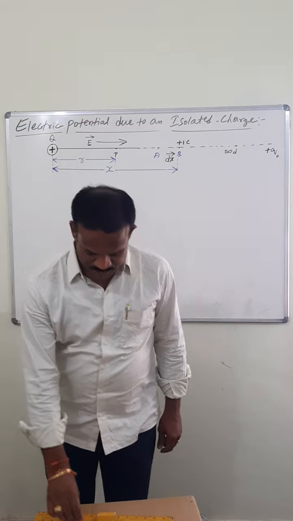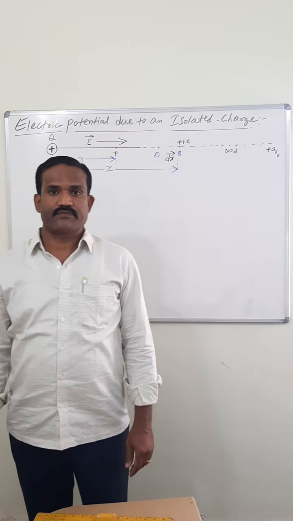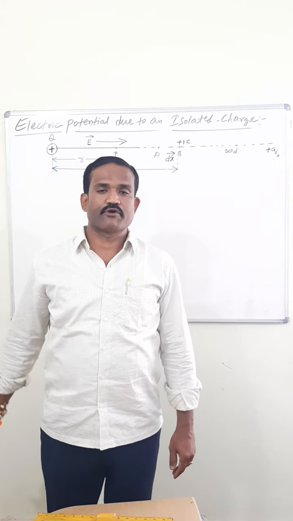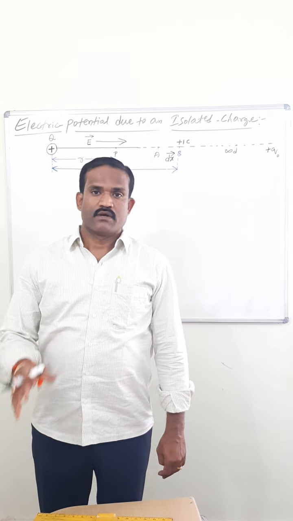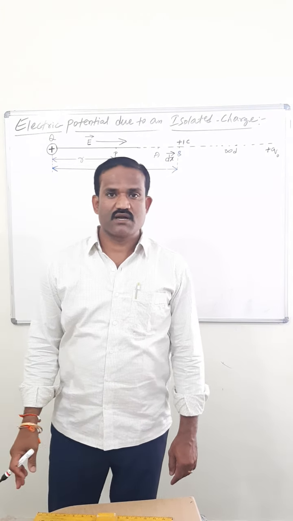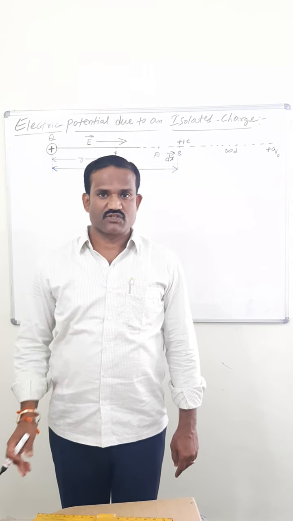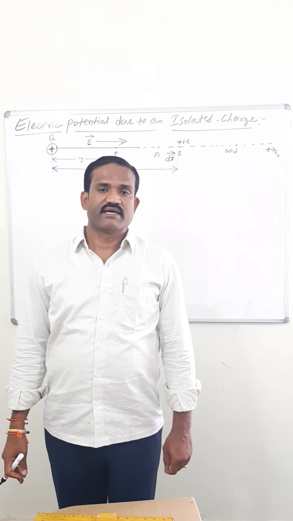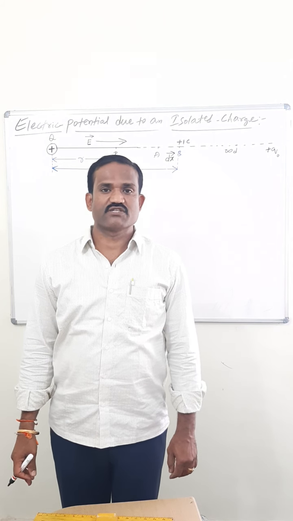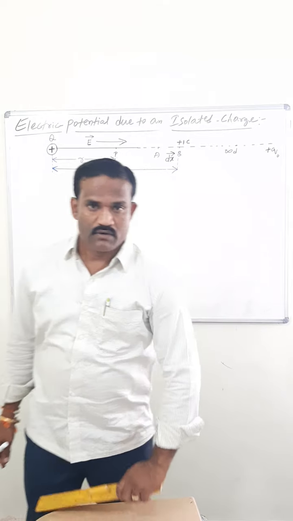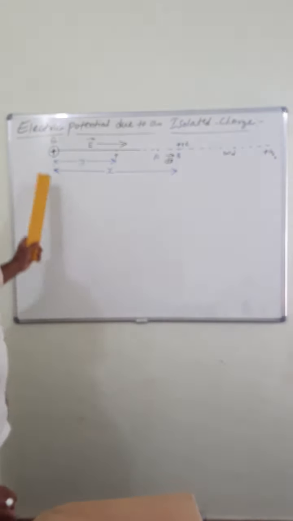Hello students. Yesterday in the previous session we had a discussion on what we mean by electric potential. That is the total amount of work done to move a positive 1 coulomb of charge from infinite distance to a particular point against the direction of electric field, which is what is called electric potential at that point. Now today we are discussing electric potential due to an isolated charge.